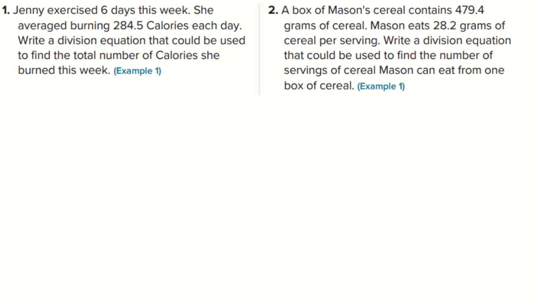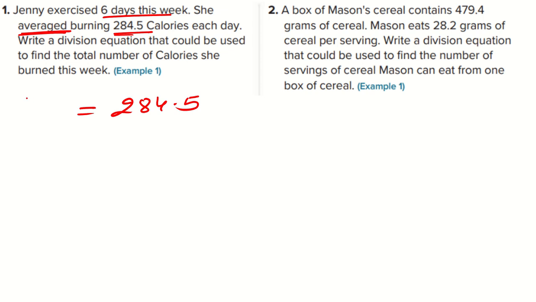Okay. Now, Jenny exercised 6 days this week. She averaged burning 284.5 calories each day. Okay. Average means for one, for division, for one. So this is the average value. So it means this is the result of division. Write a division equation.